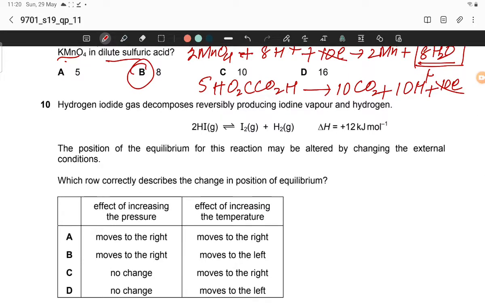Hydrogen iodide gas decomposes reversibly, producing iodine vapors and hydrogen. Hydrogen iodide, plus 12 kilojoule per mole. The forward reaction is endothermic. The position of equilibrium for this reaction may be altered by changing the external conditions.